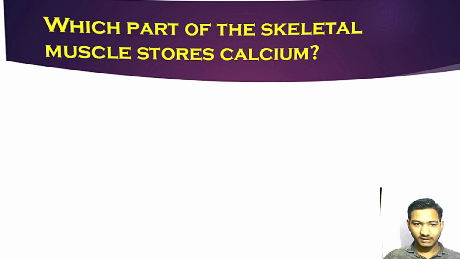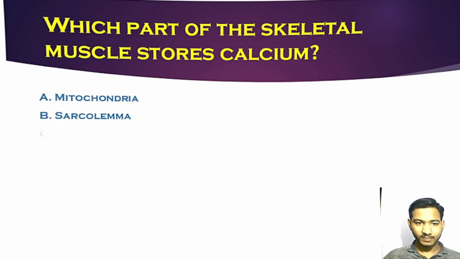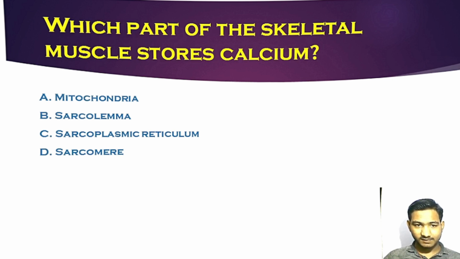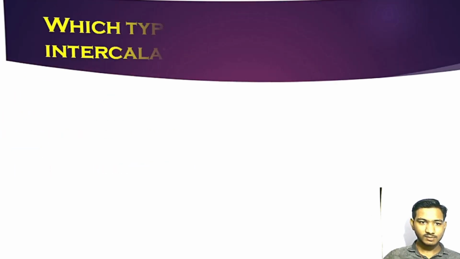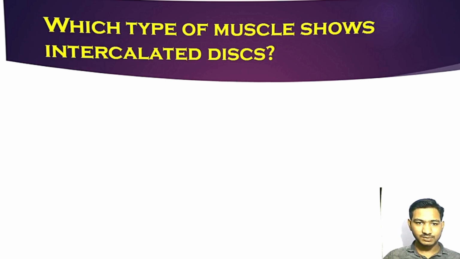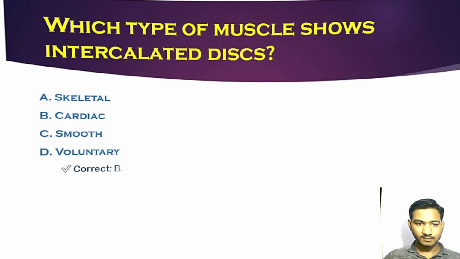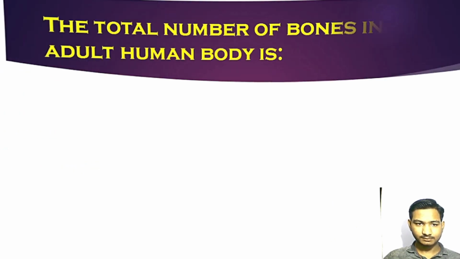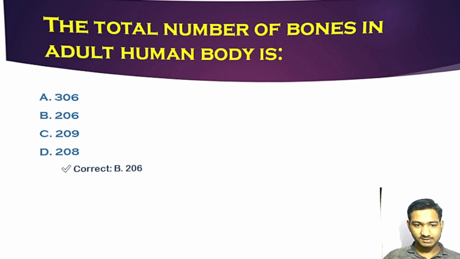Which part of skeletal muscle stores calcium? Sarcoplasmic reticulum of skeletal muscle. Which type of muscle shows intercalated disc? Cardiac muscle shows intercalated disc. The total number of bones in the adult human body is 206.